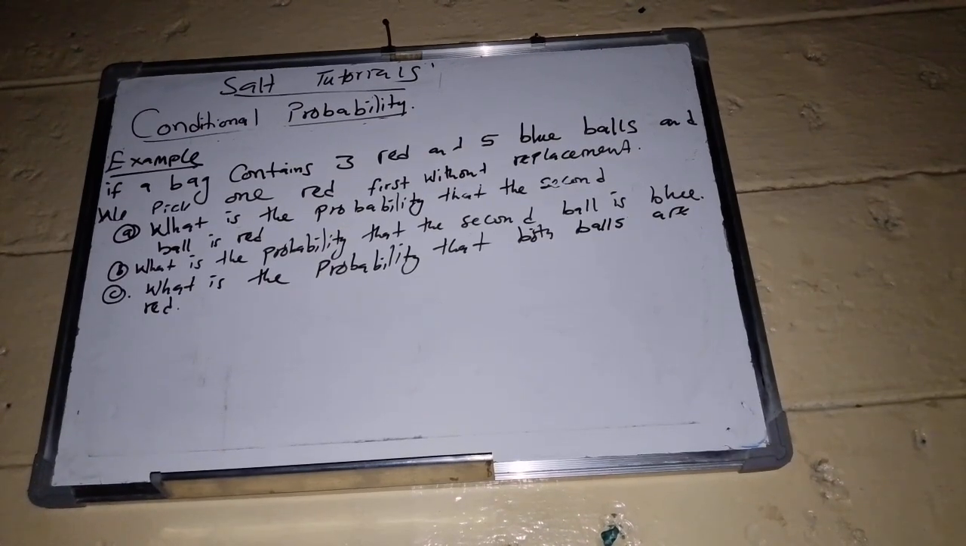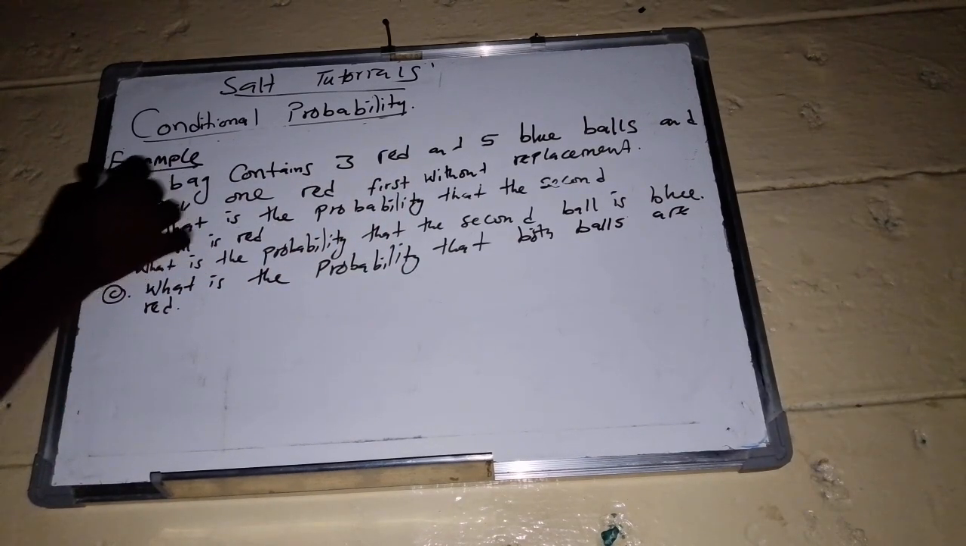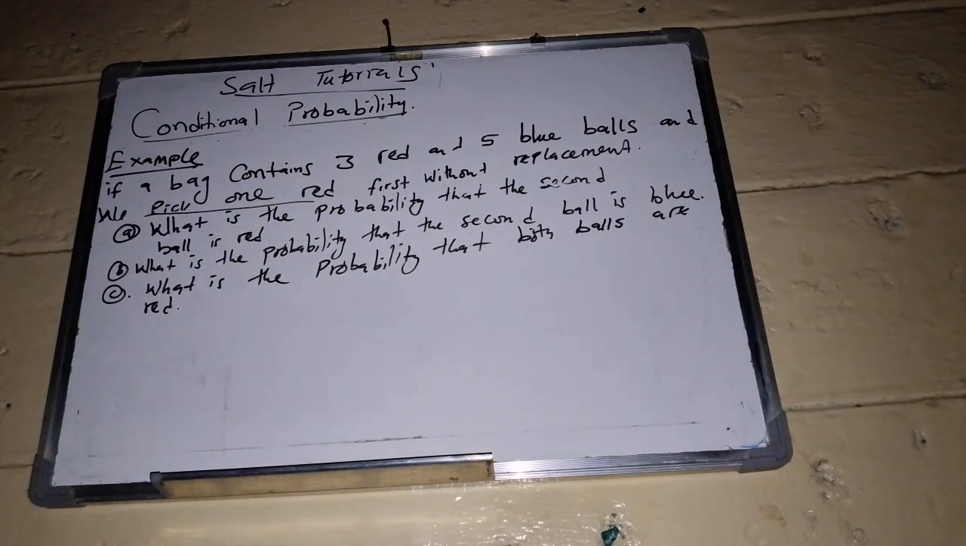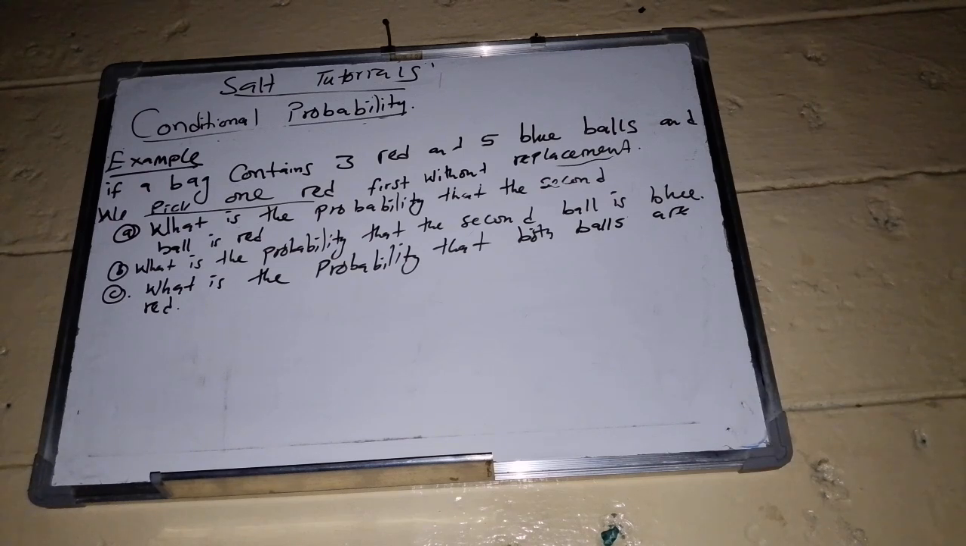Now, look at this example which is given to us. I want us to look at this example where we'll be looking at the conditional probability itself, in this form of a question. For example, a bag contains 3 red and 5 blue balls, and we pick one red first. So in our first picking, we pick one red first without replacement. And then we have 3 questions which I want us to focus on.